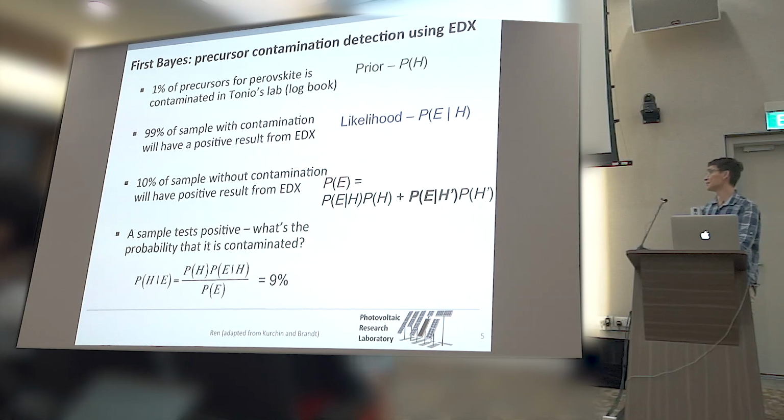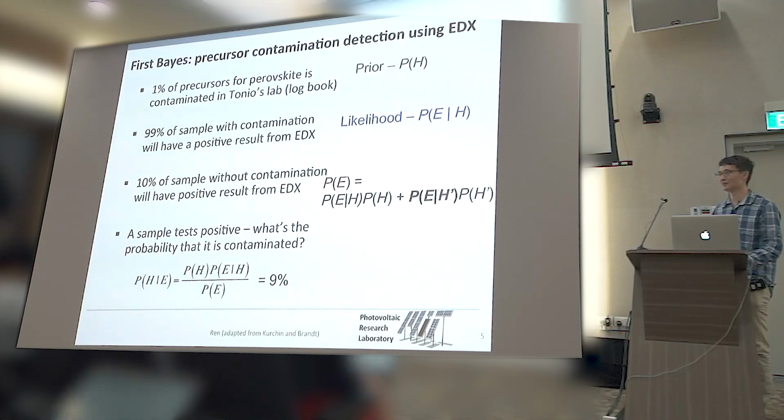So if you write the complete Bayes term, the answer actually is 9%. So it's a little bit counterintuitive. Even though the EDX is giving you 99% accuracy in telling you if the sample is indeed contaminated, what this number tells you is that you need more measurements.